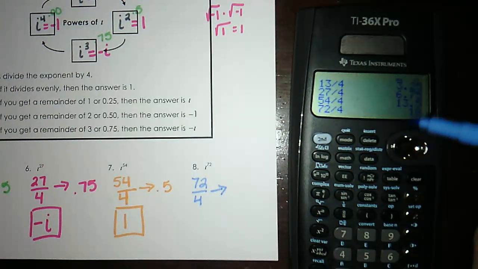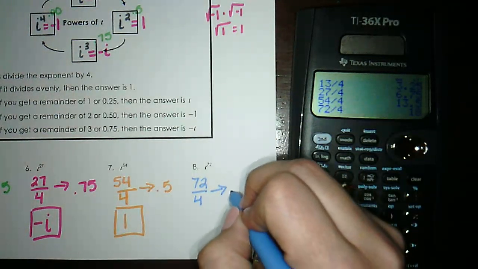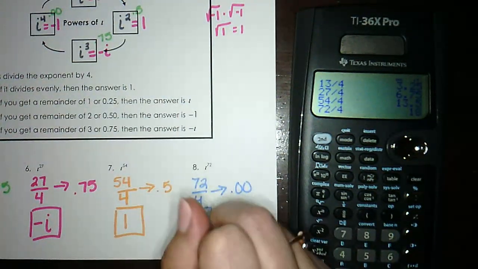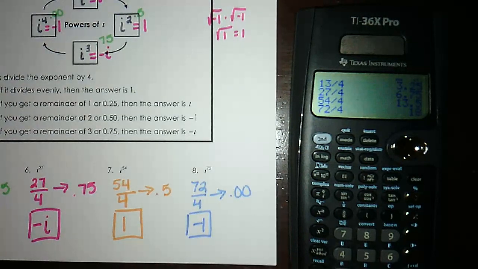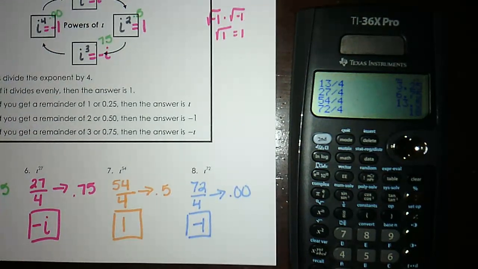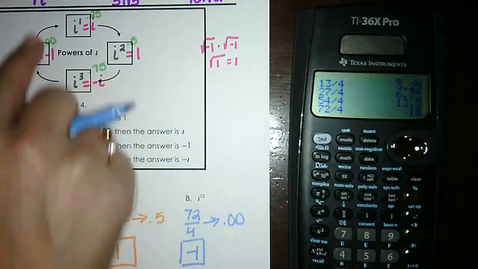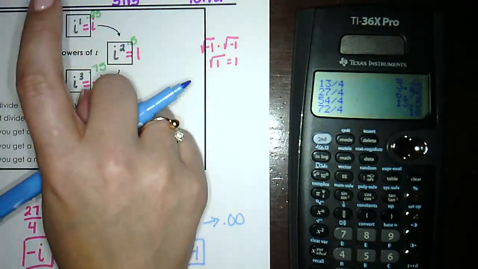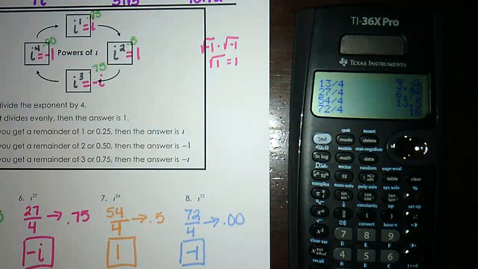My decimal, it's .00. It's a whole number, meaning it's 0.00. So I know it's going to be negative 1. So all you do is take that power divided by 4, and then this is the part that you kind of just have to memorize. So the trick is start with either the first, second, third, fourth.